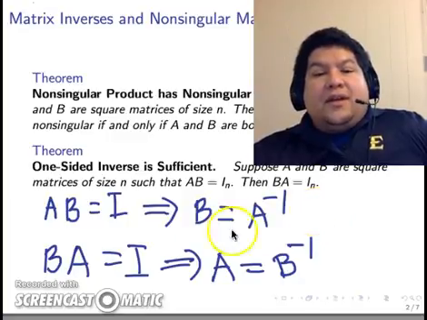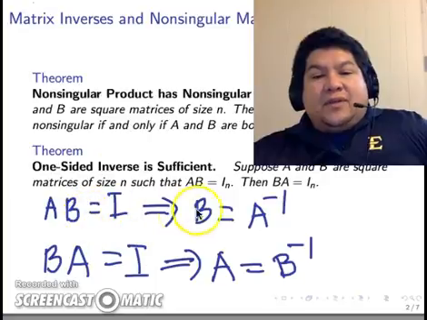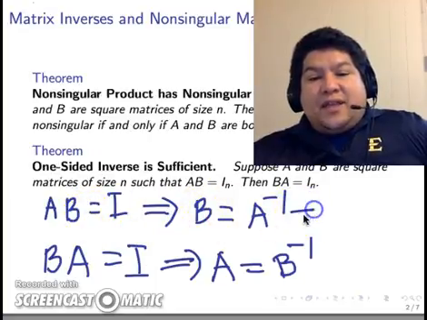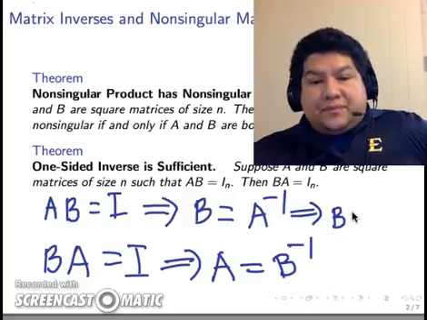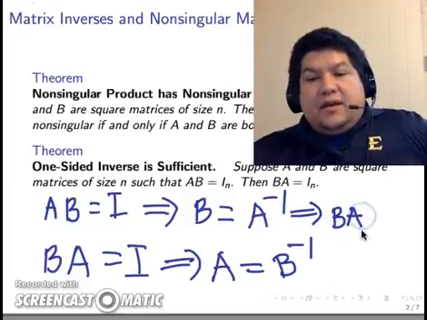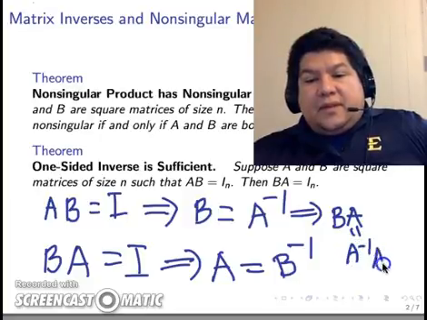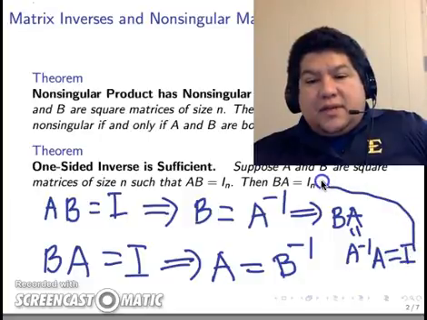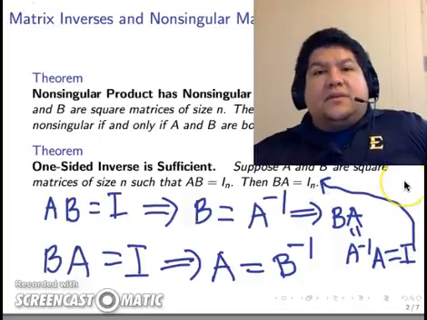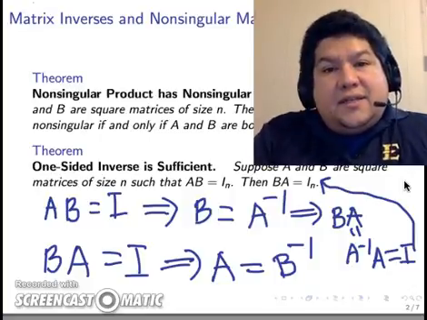Okay, so as I said, AB equals I implies B is the inverse of A, and that in turn implies that the product B times A will be equal to A inverse times A, which is I, right? And so it's easy to see how this implication is obtained.